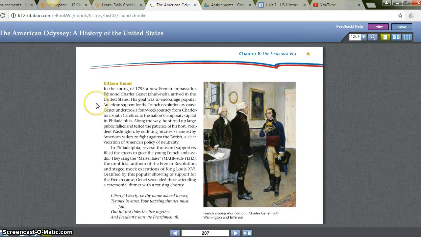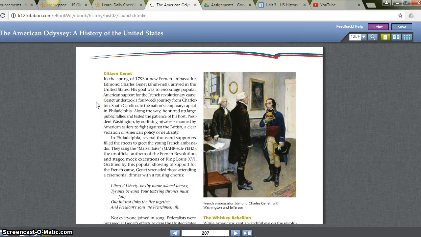Citizen Genet. In the spring of 1793, a new French ambassador, Edmond Charles Genet, arrived in the United States. His goal was to encourage popular American support for the French revolutionary cause. Genet undertook a four-week journey from Charleston, South Carolina, to the nation's temporary capital in Philadelphia. Along the way, he stirred up large public rallies and tested the patience of his host, President Washington, by outfitting privateers manned by American sailors to fight against the British, a clear violation of America's policy of neutrality.